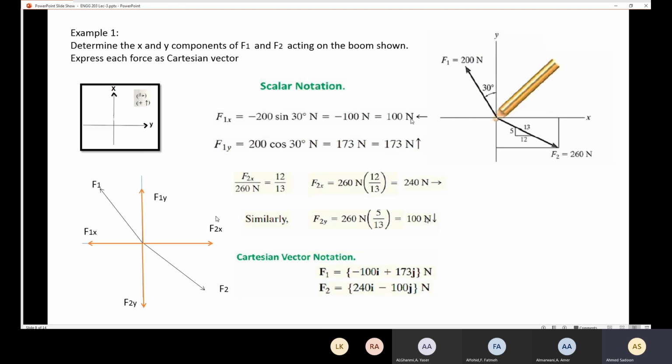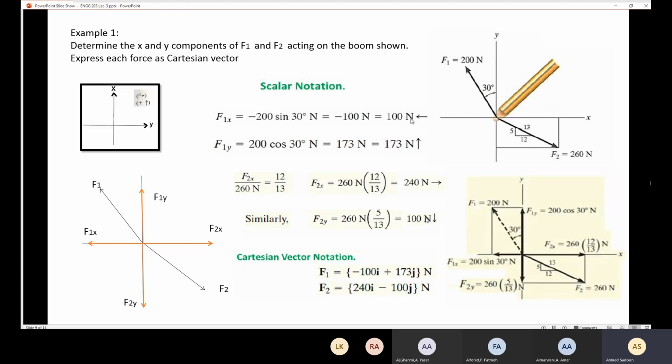Regarding F2, we have F2x, 240i, minus F2y, and it's minus. We calculated here, minus 100j. j indicates the y direction, and it's negative. So here we can see the whole picture. Here we have F1, decomposed into F1x. Here the value of F1x. Here is the value of F1y. The same thing for F2. Okay, do you have any questions regarding this example here?